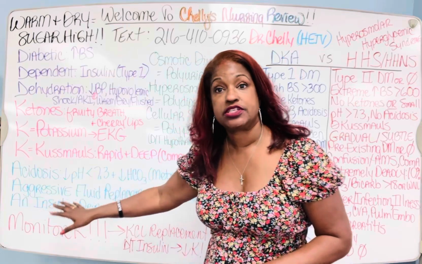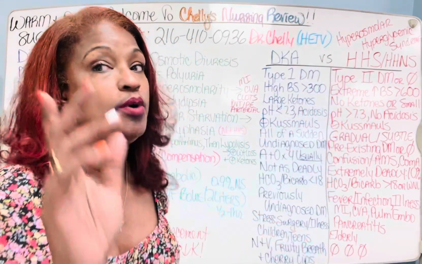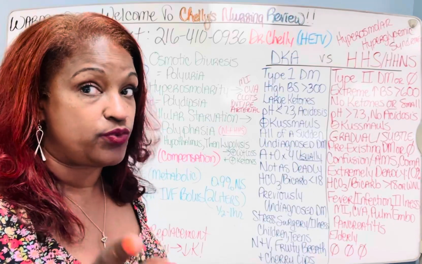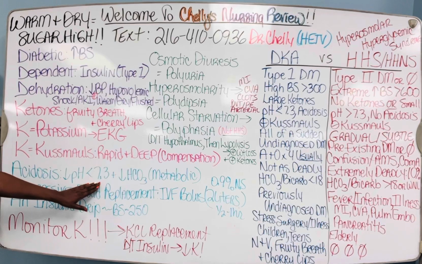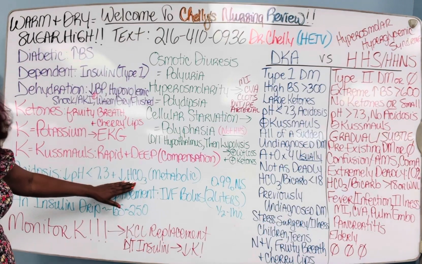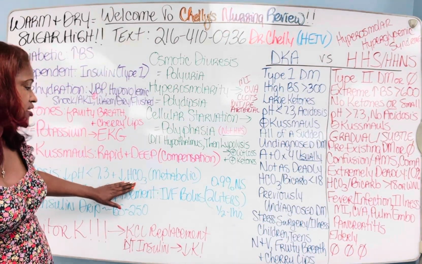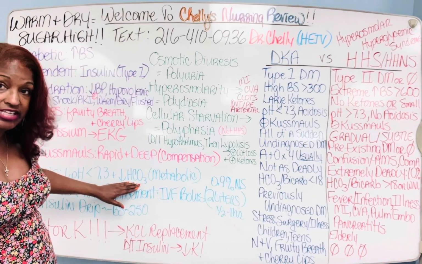The acidosis that you are in, the pH will be low. It will be less than 7.3. Acidosis, pH, less than 7.3. And your bicarb in the DKA patient will be quite low, less than 18.